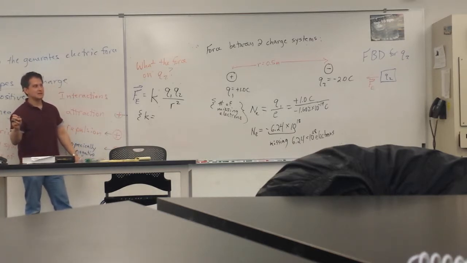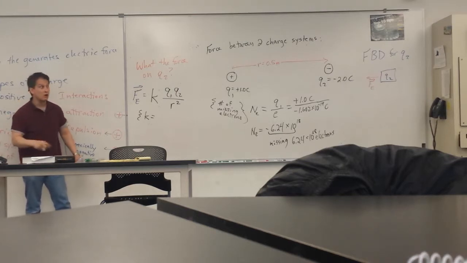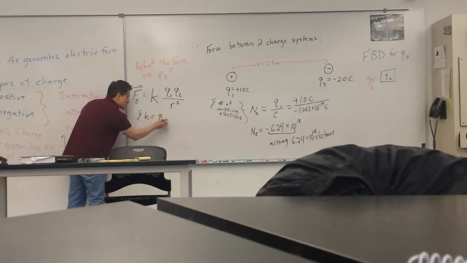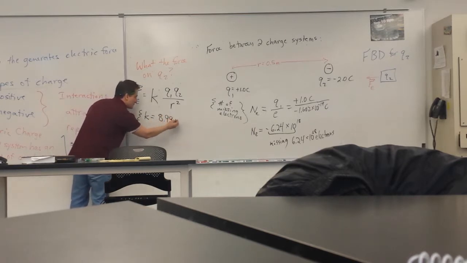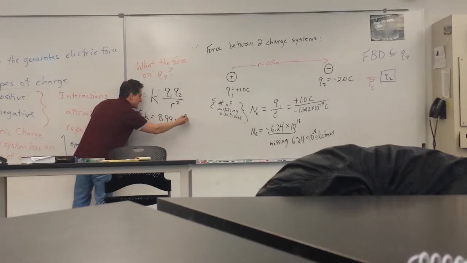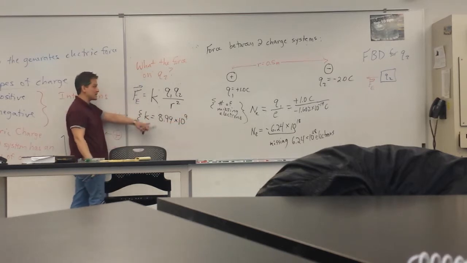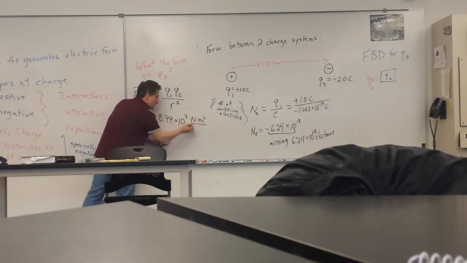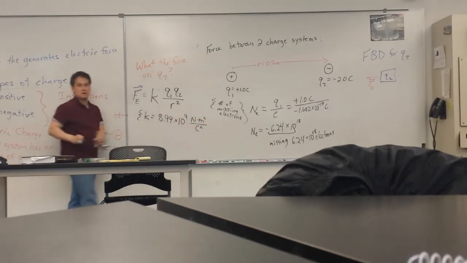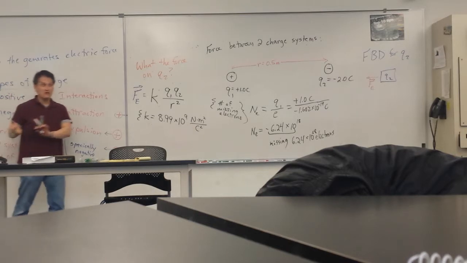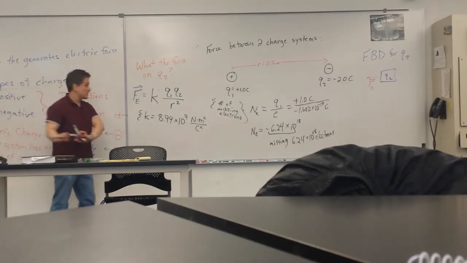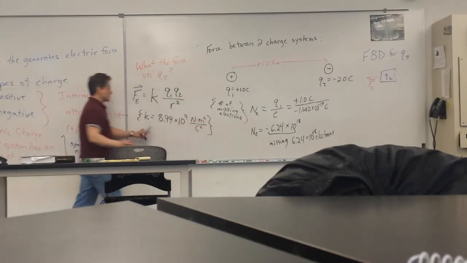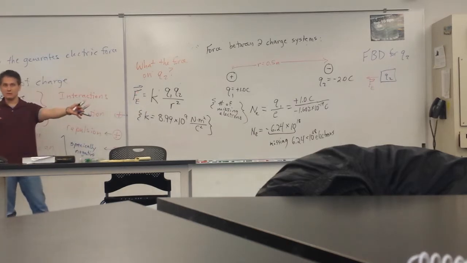It's 9 times 10 to the 9th. Or to be a little more proper, 8.99 times 10 to the 9th. But for all practical purposes, for any calculation, it's about 9 times 10 to the 9th. And the units of this thing better express newtons, meters squared, per coulomb squared. So this is the fudge or engineering factor that you use to relate force to charge and distance of separation. Now we know the number, now we can do some calculations.